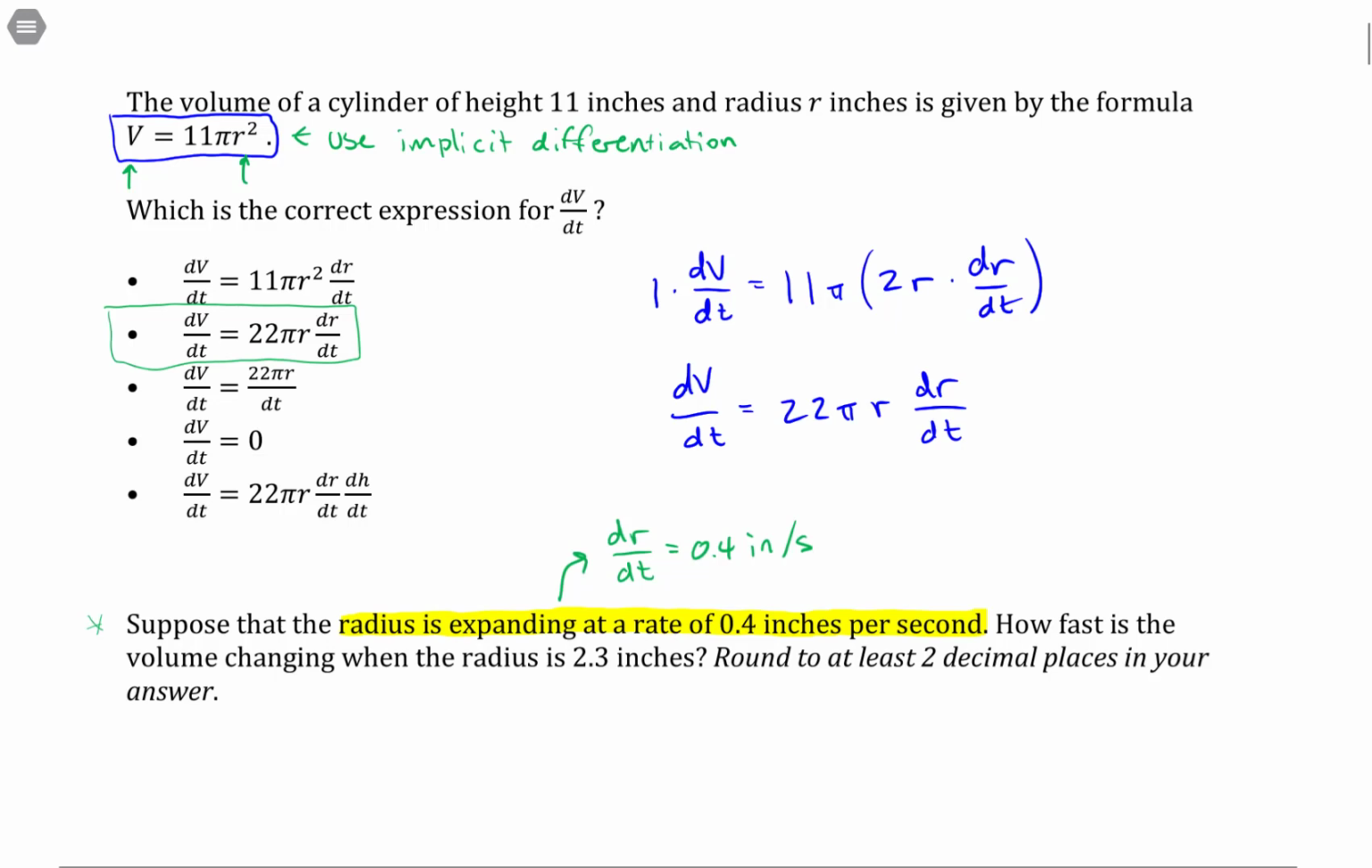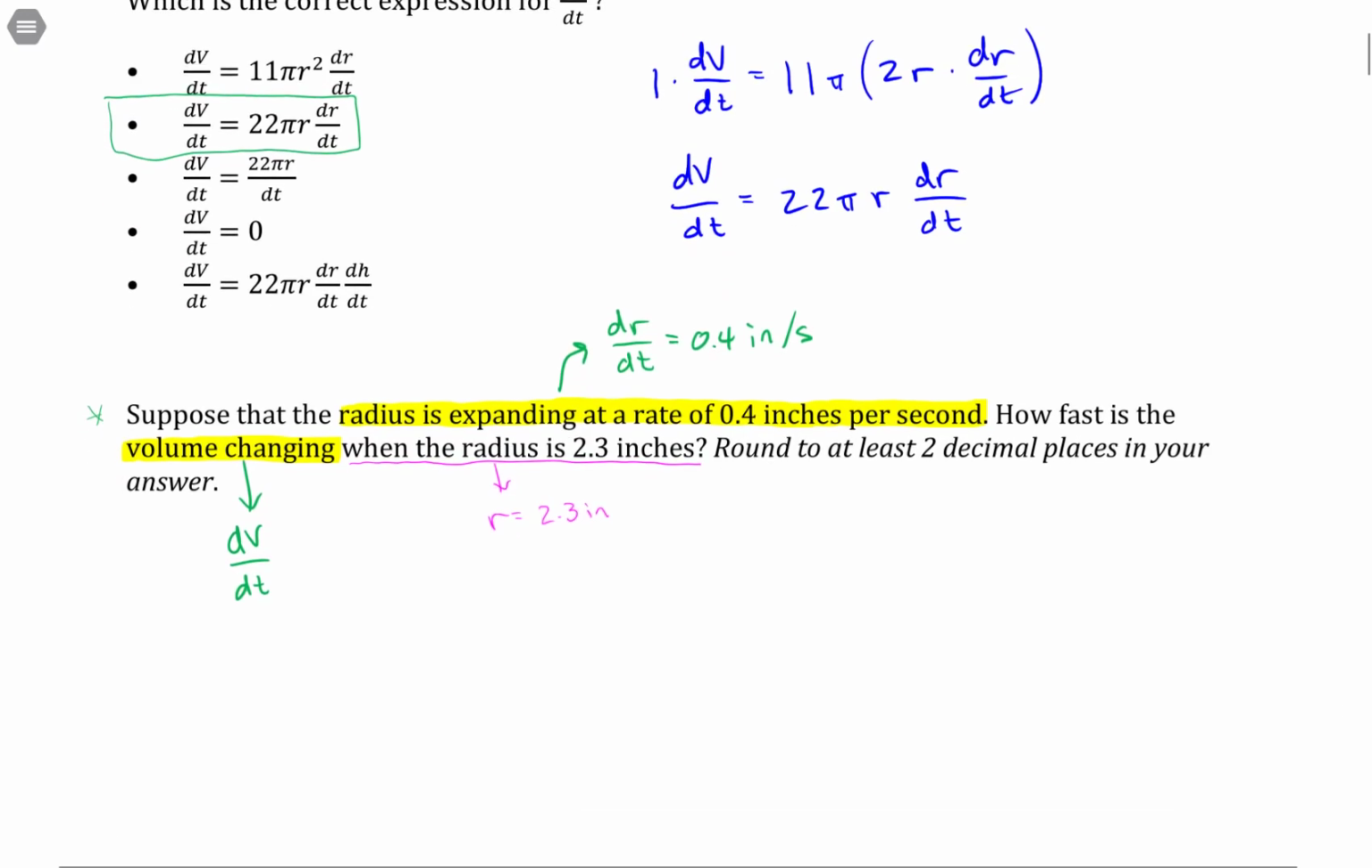How fast is the volume changing? So there's another thing about derivatives, because we want to know how fast the volume is changing. So that is telling us about a derivative. So this is dV/dt, the rate at which the volume changes. And then it says when the radius is 2.3 inches. This is telling us a specific measurement. So it's saying that the radius of this thing is equal to 2.3 inches. All right, now let's try this out and see if things work out as expected.